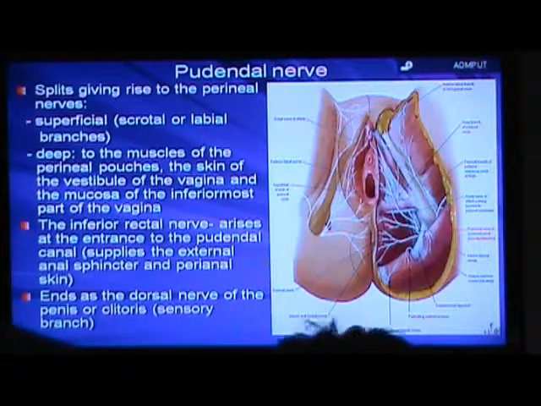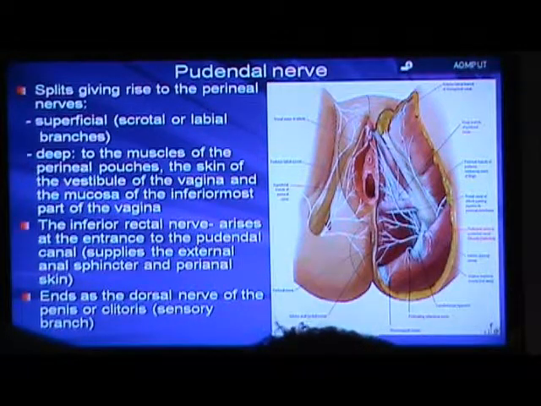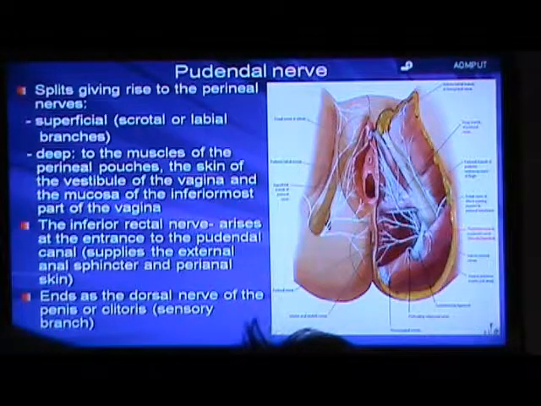The inferior rectal nerve arises at the entrance to the pudendal canal and supplies the external anal sphincter and the perianal skin. The pudendal nerve ends as the dorsal nerve of the penis or clitoris. So there are sensory branches.